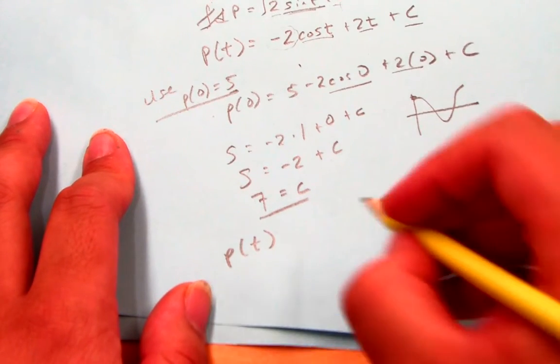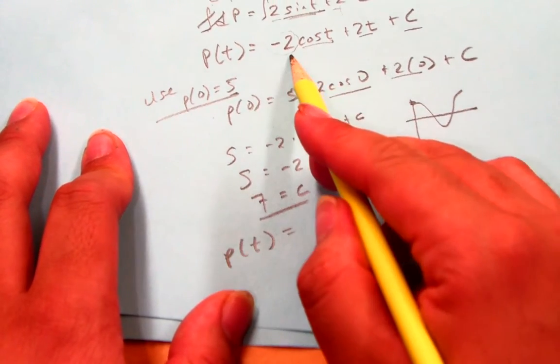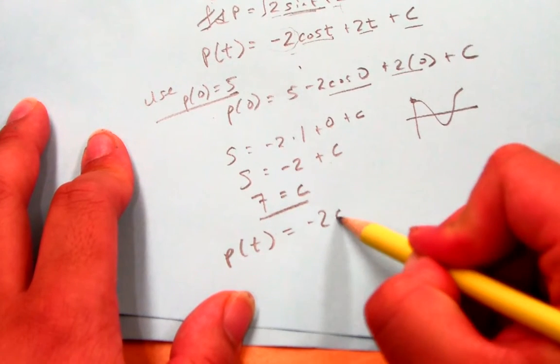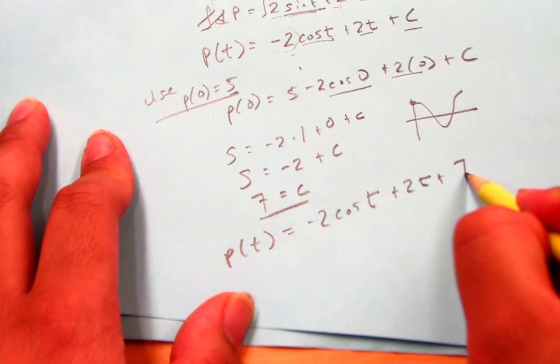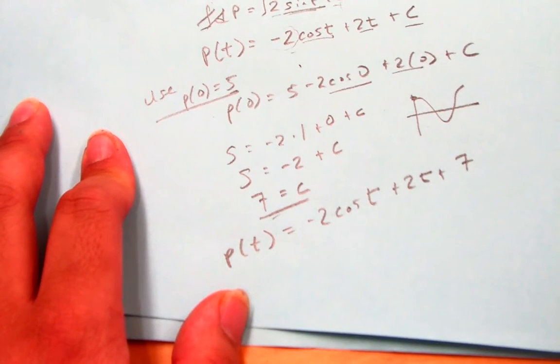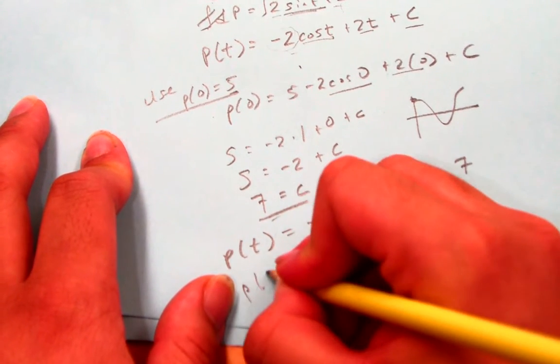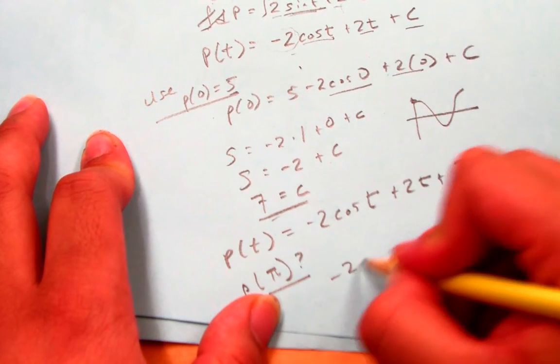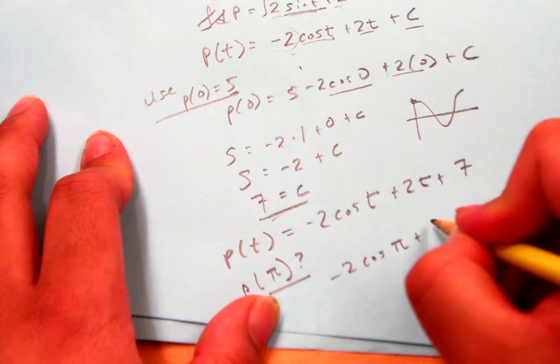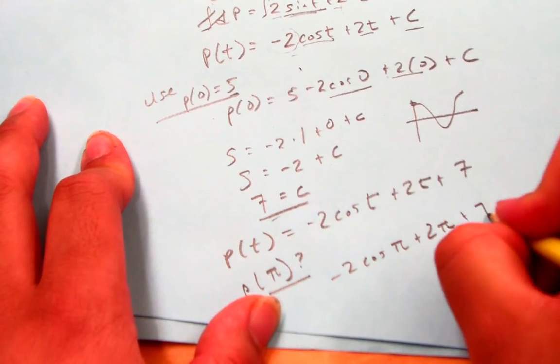So position as a function of time is, going back here, negative 2 cosine of t plus 2t plus this 7 that I just found based on the initial fact. The ultimate question was, what's the position at time t equals pi? So I'm going to plug pi in here: negative 2 cosine of pi plus 2 pi plus 7.